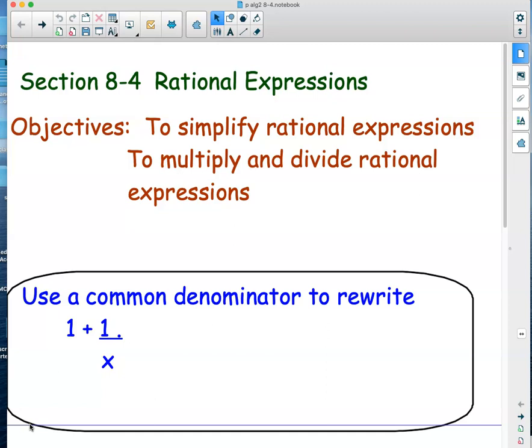So what we're going to do in 8.4 today, we're going to simplify rational expressions. That's our big objective here. Multiply and divide rational expressions. We're going to talk about multiplying today. We'll hold off on dividing for tomorrow's notes. So today we're simplifying and we're multiplying.